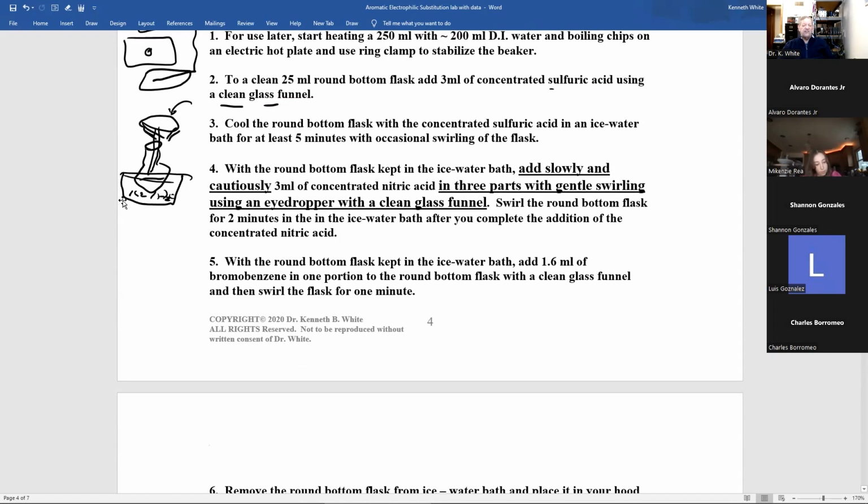Next, very slowly, in different parts, you add 3 milliliters of the nitric acid through the funnel. And that's really the part the student had that accident at the other school. He didn't use a funnel, got nitric acid on his arm. And I asked, what happened? Oh, I got nervous and I twitched, and he squeezed the eyedropper and it ended up on his arm.